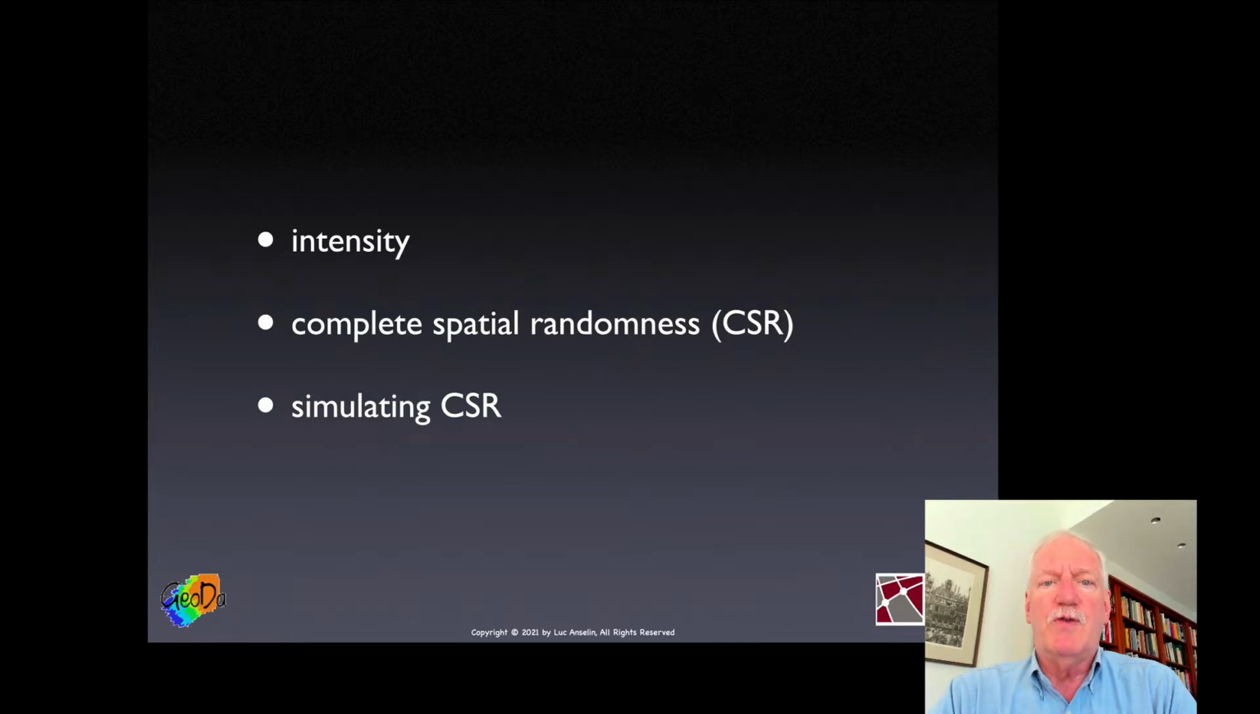Then we move on to a brief discussion of the notion of complete spatial randomness and the associated Poisson planar distribution, that is the main tool to assess what happens under the null hypothesis, and finally some brief remarks on how to simulate a spatially random process.